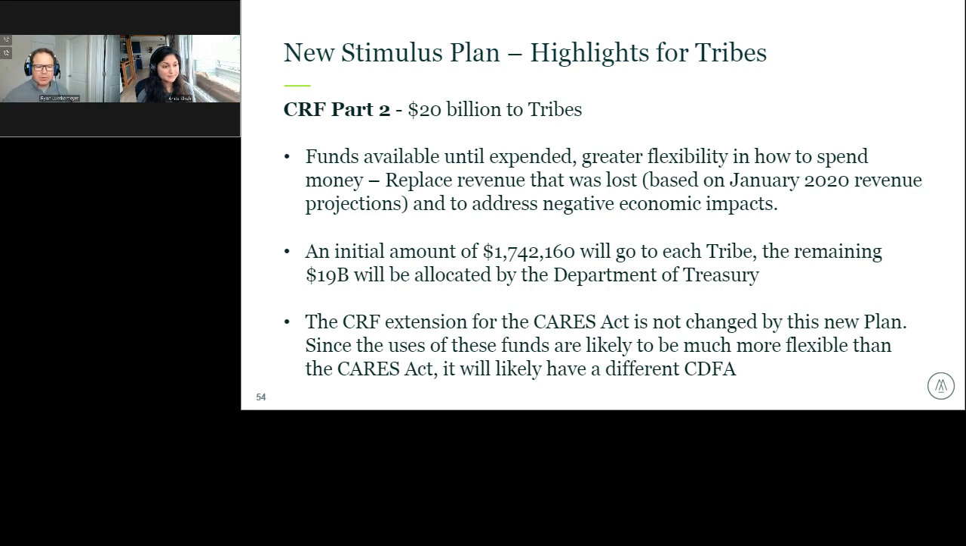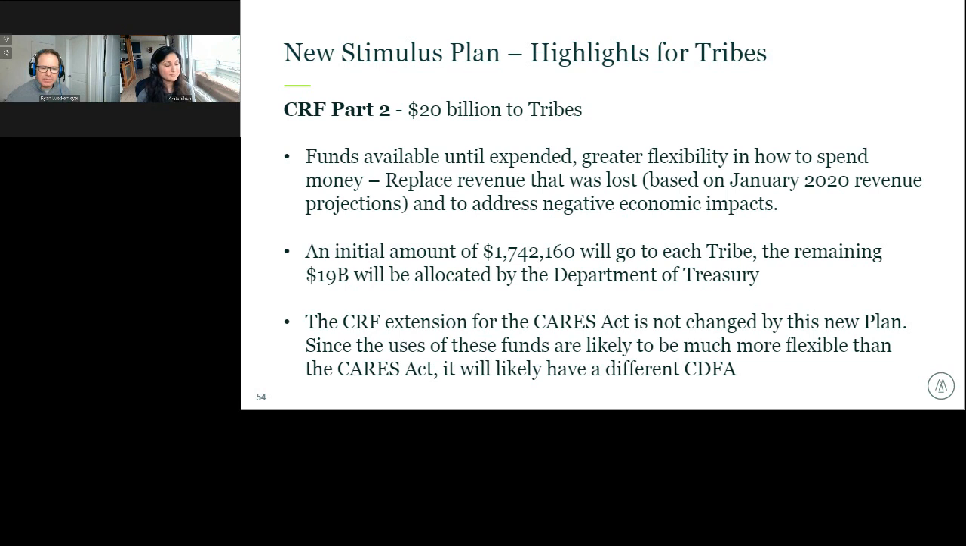There are other items here too, talking about how the money would be distributed. It sounds like for the first $1 billion, each tribe would get about $1.7 million. But after that, the $19 billion will be allocated in some degree by the Department of Treasury. I don't know if they would use the same allocation they did last time. I know there were a lot of headaches with that, but it's possible that could be the case.